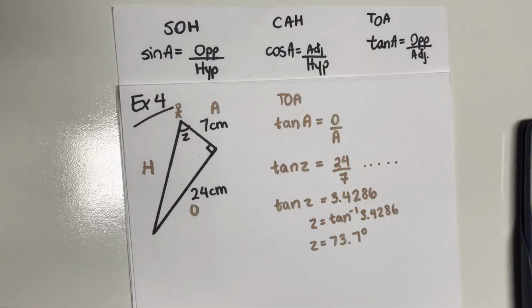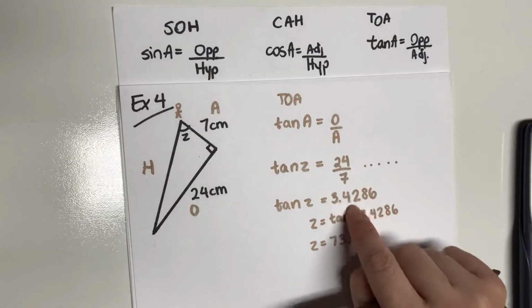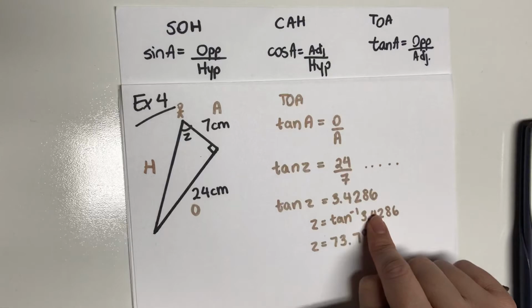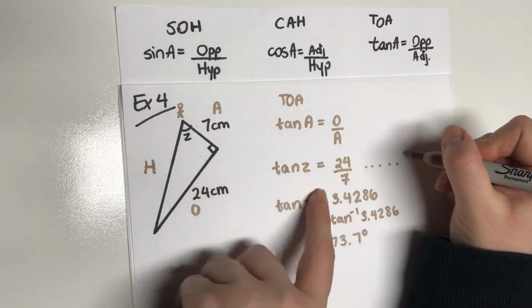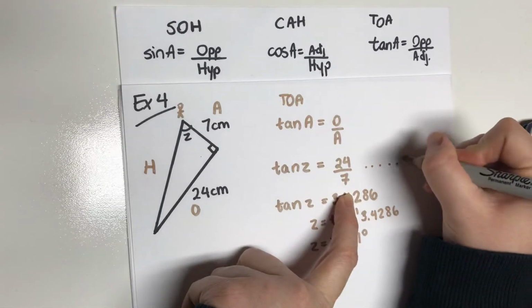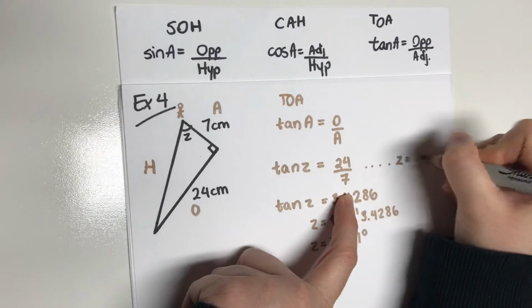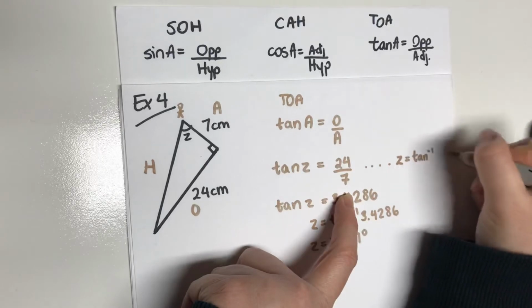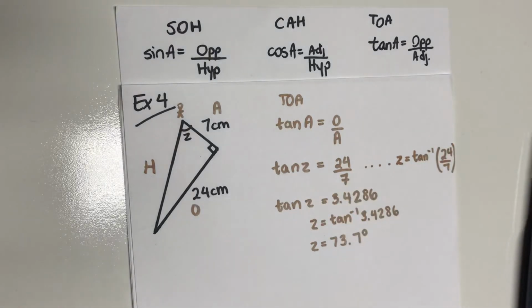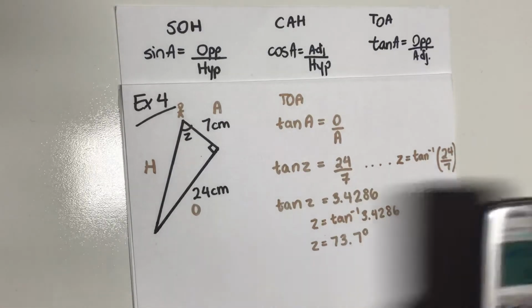Alternatively, when you were at this step over here, now it depends on your calculator, it depends on how comfortable you are doing this, but instead of putting it as a decimal and then putting the decimal in here, what you could do instead is take the inverse on the opposite side using the fraction. So you can say Z is equal to tan -1, and then in brackets 24 over 7. All it does is shorten your steps and make your final answer more accurate, but this depends on your comfortability with it.